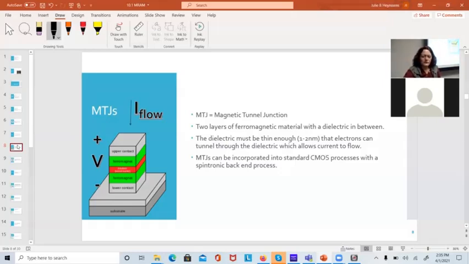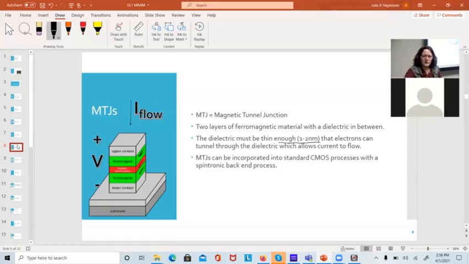There's 2 layers of ferromagnetic material. There's one here and one here. There is a dielectric in between them. Notice the flux capacitor structure: magnetic, dielectric, magnetic. Okay, the dielectric has got to be thin enough. We're talking 1 to 2 nanometers, 10 to 20 atoms thick, so that electrons can tunnel through. If the layer's thin enough, I can tunnel electrons through it without putting a lot of energy into it.